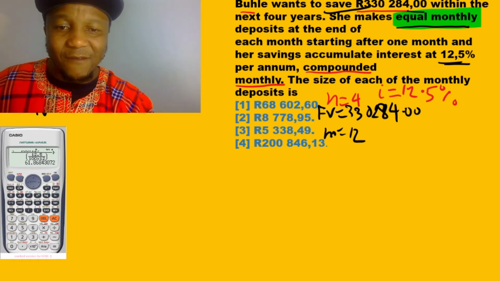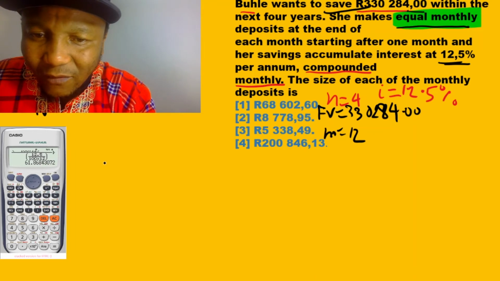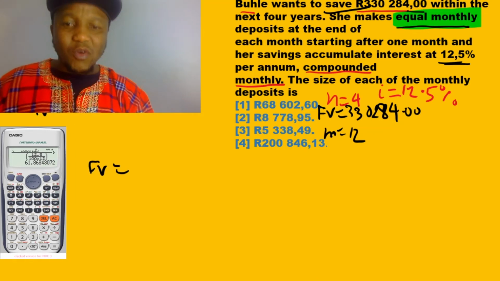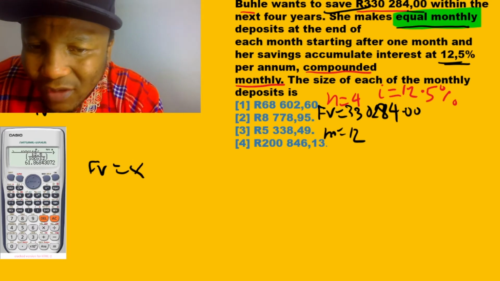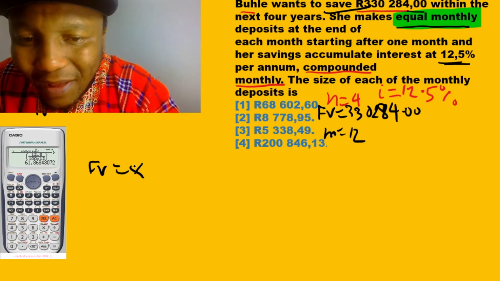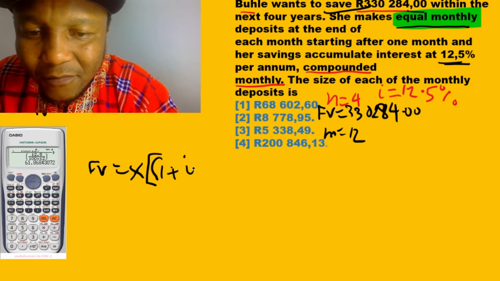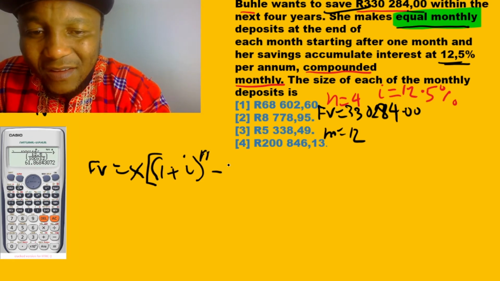So we say our future value. You can simply write here, future value equal. So here you write your X. What does X represent? X represents that equal payment, like that equal monthly payment. And then you put your bracket, and there's 1 plus interest rate in the bracket, and then multiply by time. How many years? And then you minus 1.